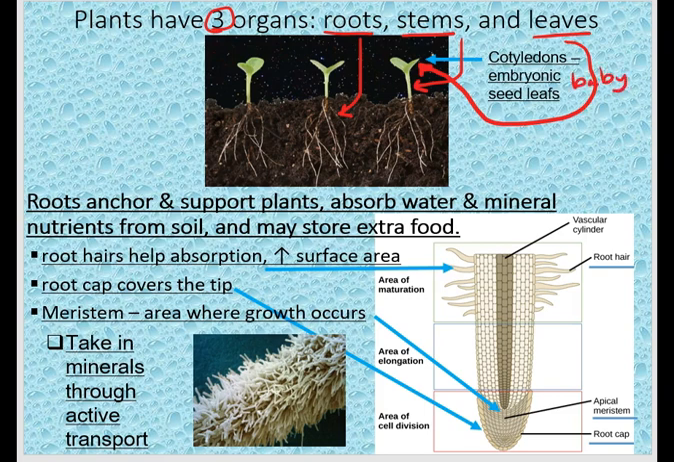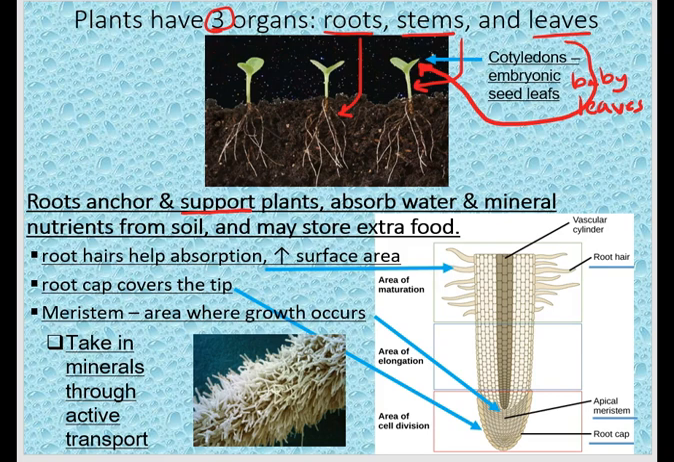The roots are for anchor and support. They're what hold that plant in position. The bigger the plant gets, the bigger the root system is. If it doesn't have that, it's not going to stay upright. It's not going to be able to hold that tall plant in place. It's just going to fall over.